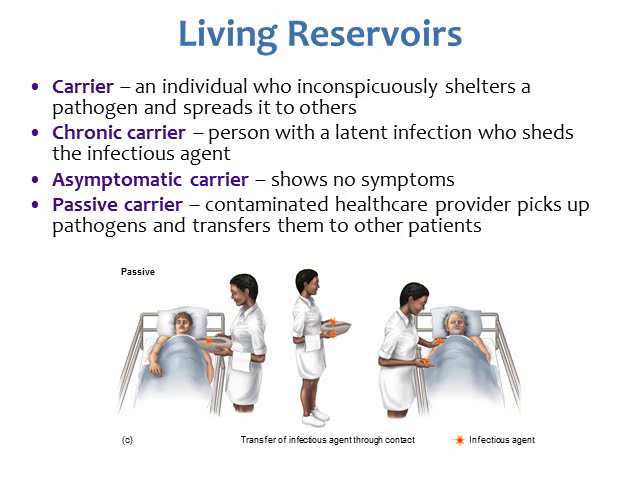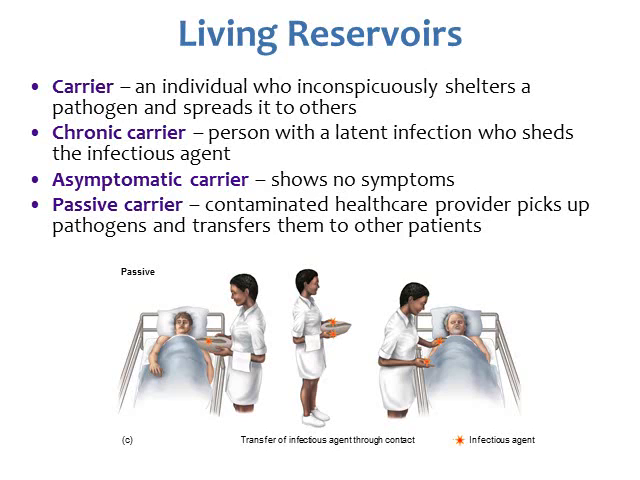Living reservoirs: some individuals are said to be carriers. These are individuals who shelter a pathogen and they can spread it to others, but they don't necessarily have to show any symptoms of the disease, although they could show the symptoms of the disease. A chronic carrier is just a person that has a latent infection, so an infection that's hidden, and they actually are still shedding that infectious agent, so other people can pick it up. Asymptomatic carrier: this is when the person doesn't have any symptoms of the disease, but that microorganism is still inside of their body, and they can still pass that microorganism on to other people.